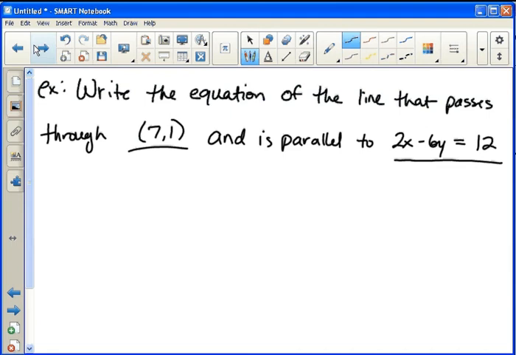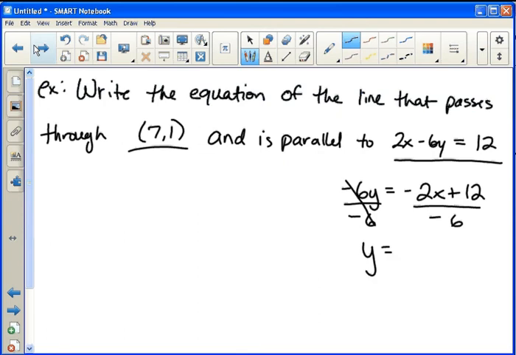So if you subtract 2x from both sides and then divide both sides by -6, -2 divided by -6 is positive 1/3. 12 divided by -6 is -2. So our slope is 1/3.